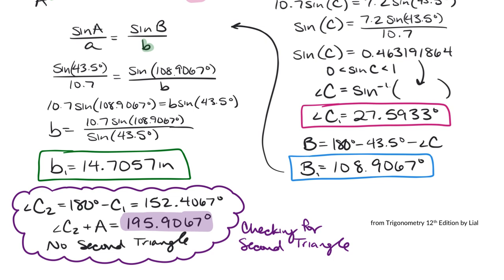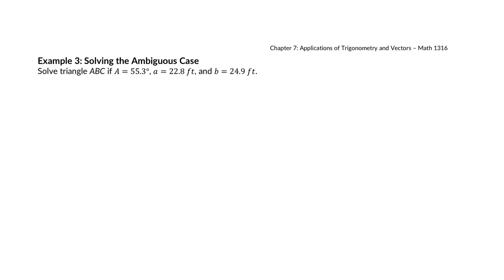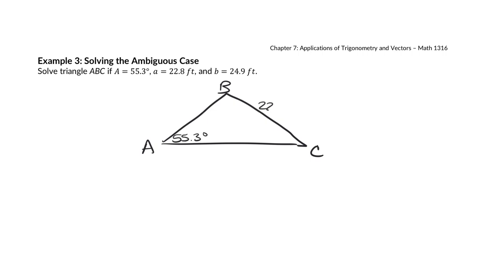You ready? We're going to do it. All right, the last problem for today. We're going to solve the triangle ABC if A is equal to 55.3 degrees, little a is 22.8 feet, and little b is 24.9 feet. Notice again when we draw our triangle, which is why it's important to draw them each time: we have angle A is 55.3 degrees, little a, 22.8 feet, and little b, 24.9 feet.